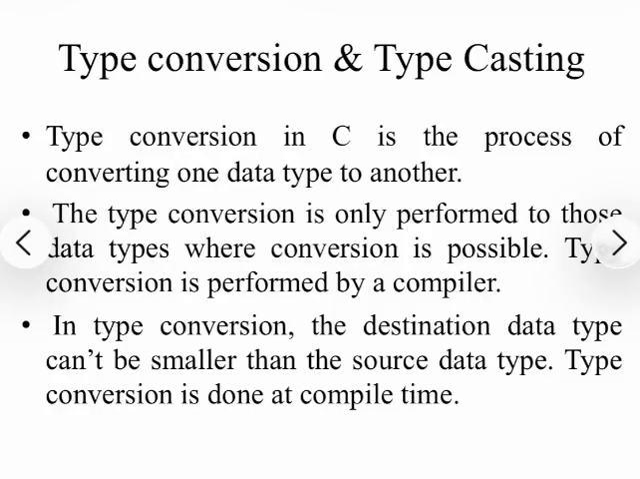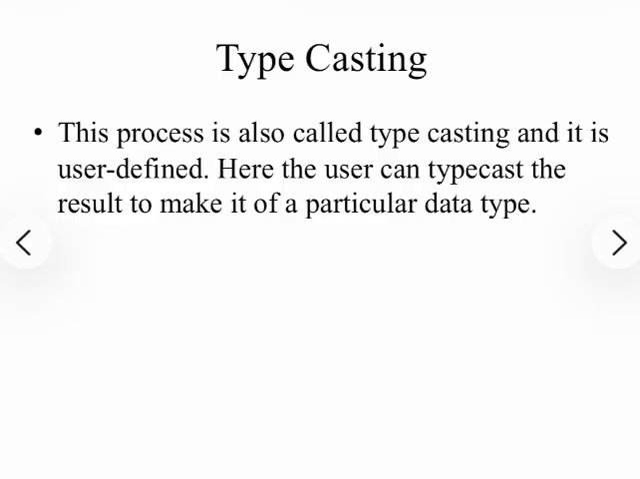Type conversion and typecasting in C programming. Type conversion is nothing but the process of converting one data type to another. If possible, only then it can be changed. It will be changed by the compiler, not by the user. Typecasting is user defined. It can be changed by the user who is writing the program.